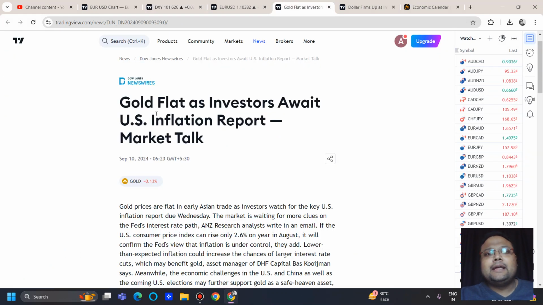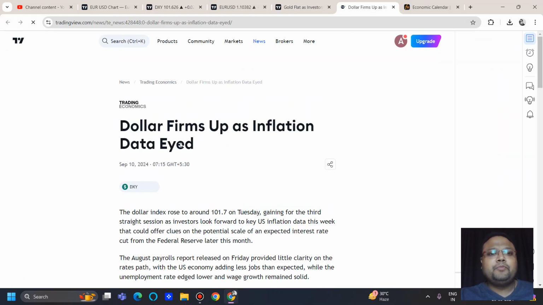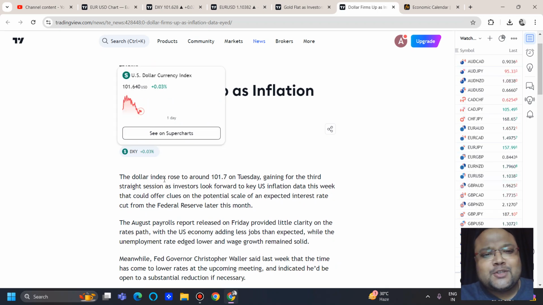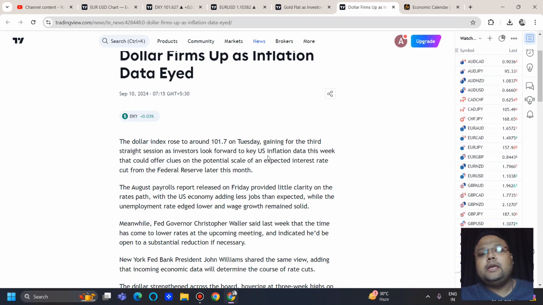And if you look at the market sentiment, you can see dollar firms up as inflation data approaches. The dollar index rose to around 101.7 on Tuesday, gaining for the third straight session as investors look forward to key US inflation data this week that could offer clues on the potential scale of an expected interest rate cut from the Fed later this month. So it's talking about tomorrow's CPI.